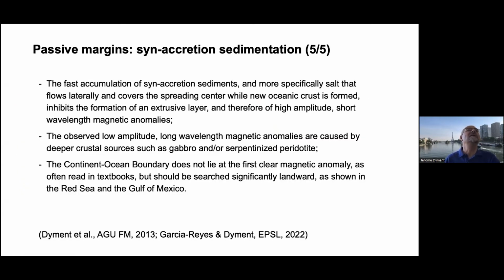So if I summarize, the fast accumulation of sediments or salt inhibits the formation of an extrusive layer, and therefore inhibits the formation of high amplitude short wavelength magnetic anomalies. The observed low amplitude long wavelength anomalies are caused by deeper crustal sources. And that has a consequence. That means that the continent-ocean boundary does not lie at the first clear magnetic anomaly, as it is often read in textbooks, but it should be searched significantly landward, as shown in the Red Sea and the Gulf of Mexico examples.